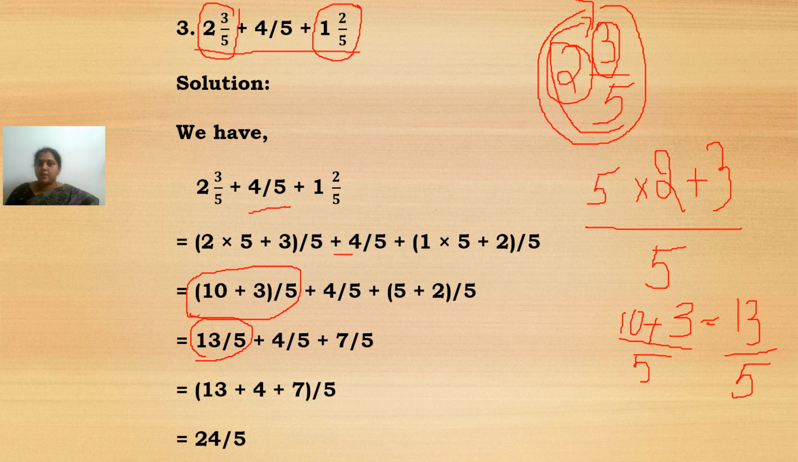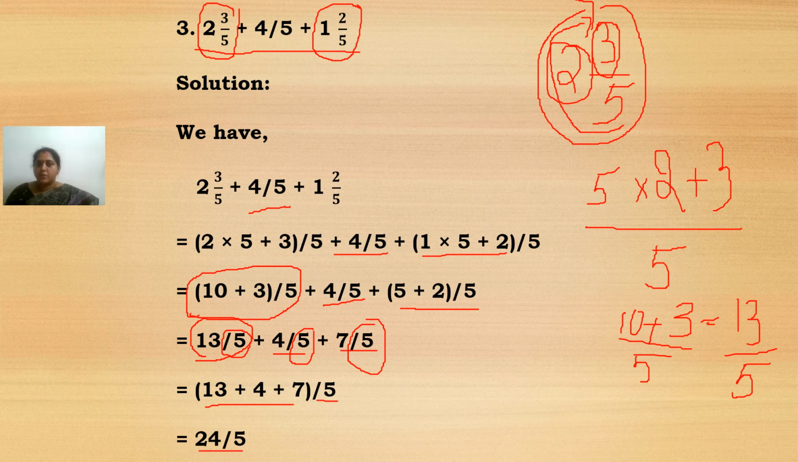What is our next fraction? 4 by 5. We will write 4 by 5 same as it is. Now, our next mixed fraction is 1 2 by 5. What do you have to do? Multiply the whole number with the denominator plus the numerator, divided by 5. 5 plus 2 divided by 5, that is equal to 7 by 5. Now all the denominators are the same. We converted them into like fractions. Now add all the numerators and divide by the denominator. So, what will be our answer?